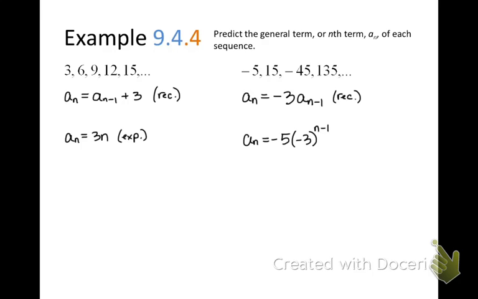Okay, so that is my explicit formula, because right now I could plug in a sub 50 and calculate it right away. I could just put 50 in for n and be good to go. Whereas up here, if I wanted to find a sub 50, I'd have to know a sub 49 first. Are there any questions on that?